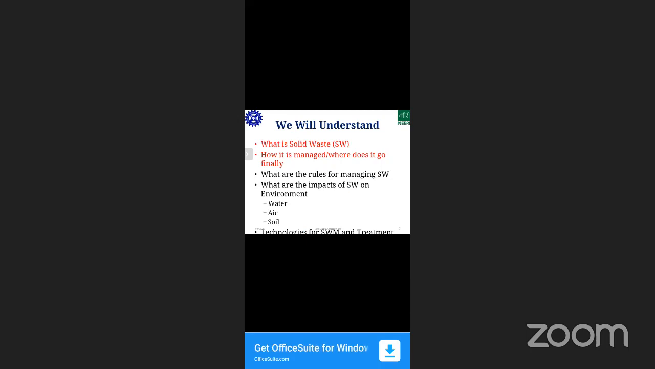Then we'll go through the rules for managing solid waste in our country, at each and every level, state wise, locality wise, community wise. Then we'll look at the impacts of solid waste on the environment, the bad practices, and the hazards to the environment. And then finally, we'll see some possible solutions or treatment methods that are available today.